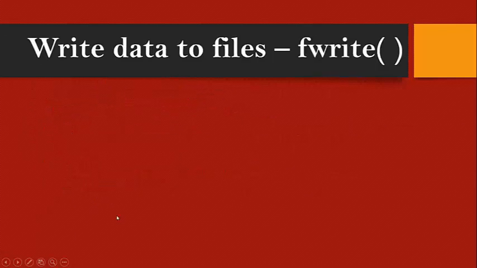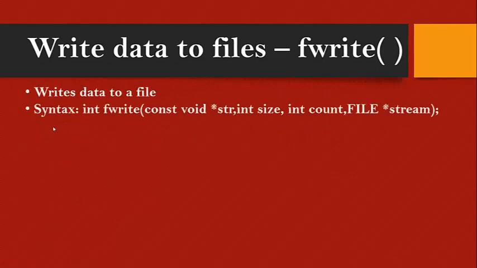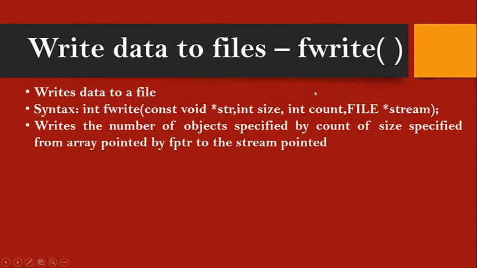Last, we are going to see about the function that is fwrite. fwrite is going to write data to a file. If you see the syntax, the return type of this function is an integer. A character array has to be passed, and then we have to mention the size of the bytes, and then the number of objects that you are trying to write through the stream. Here we are going to write the number of objects that has been specified by the count.